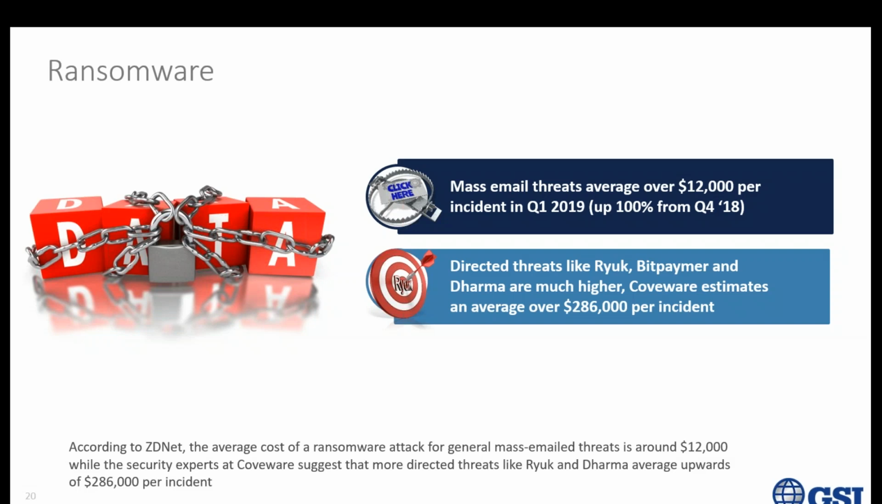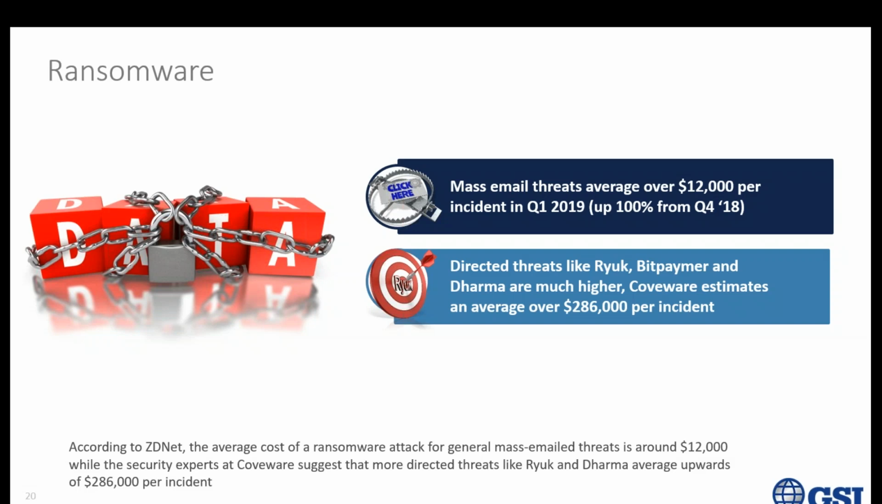Yeah. So one of the biggest things we've seen, that's not necessarily the most prolific, but is definitely one of the biggest impacts from a financial standpoint, is ransomware. A lot of times, ransomware comes and you don't even know you have it. It'll sit dormant for a while before anything happens. And then often, it will be embedded in something maybe included in a legitimate looking email, similar to a phishing attack. But according to ZDNet, the average cost of ransomware for a general mass email threat, like John started to talk about there, is around $12,000.